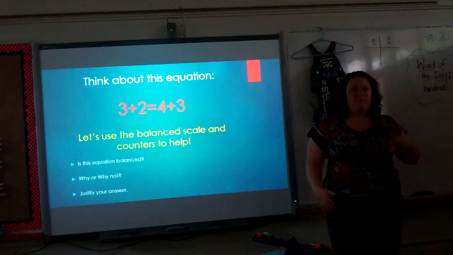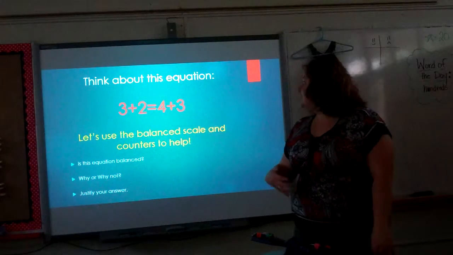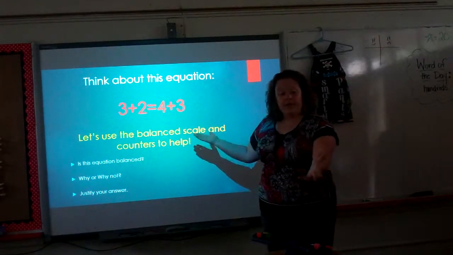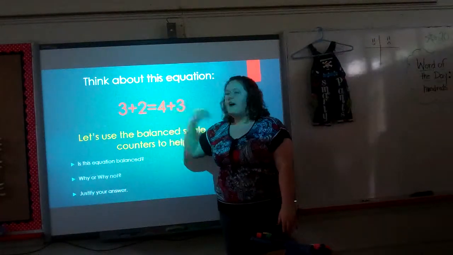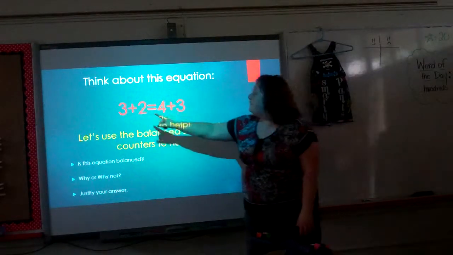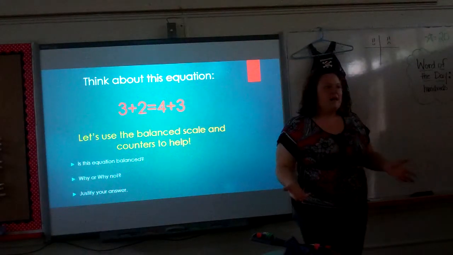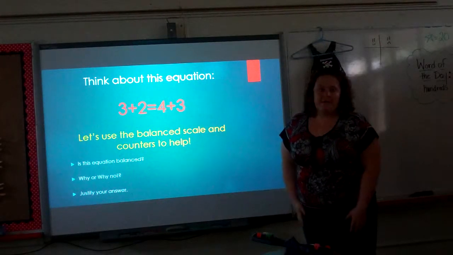My scale does not seem very even. One side seems much heavier than the other. The side that has 7 is visibly heavier than my side that has 5. Therefore, to justify my answer, I can say 5 does not equal 7. Therefore, my equation is not balanced.